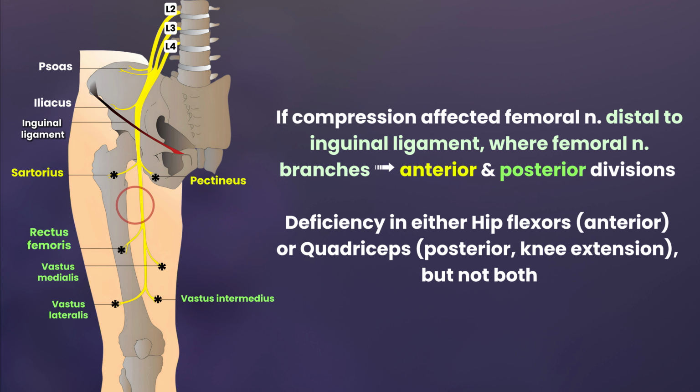If the compression had affected the femoral nerve distal to the inguinal ligament, where the femoral nerve branches into the anterior and posterior divisions, a deficiency in either the hip flexors, anterior, or the quadriceps muscles, posterior, but not both, would be expected.